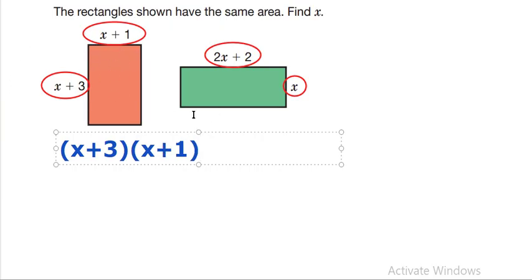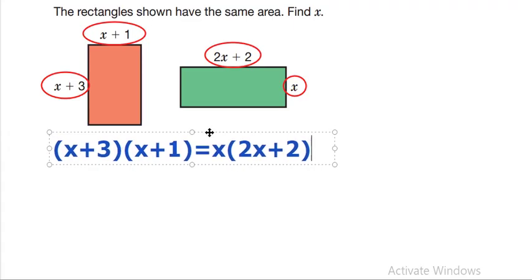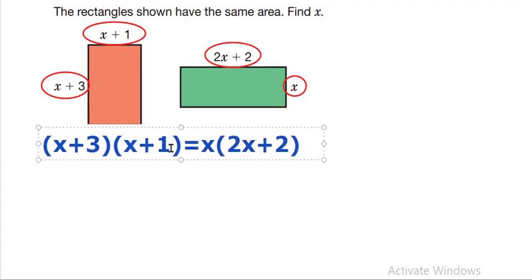Now, the second rectangle, I'm going to put an equal sign between the first. And then the second rectangle, same idea. I'm going to use the x here, and then open a bracket, 2x plus 2, and then close the bracket. Now I have the equation ready, which is the first area equals the second area. And this is the idea of the question. Now I'm going to expand these and then simplify them.